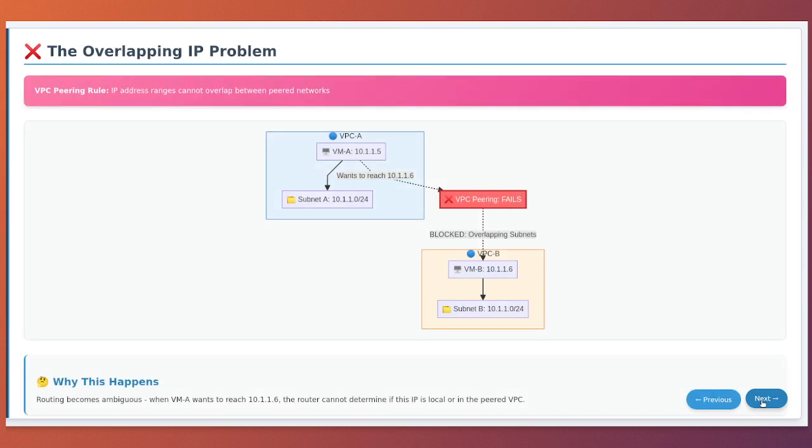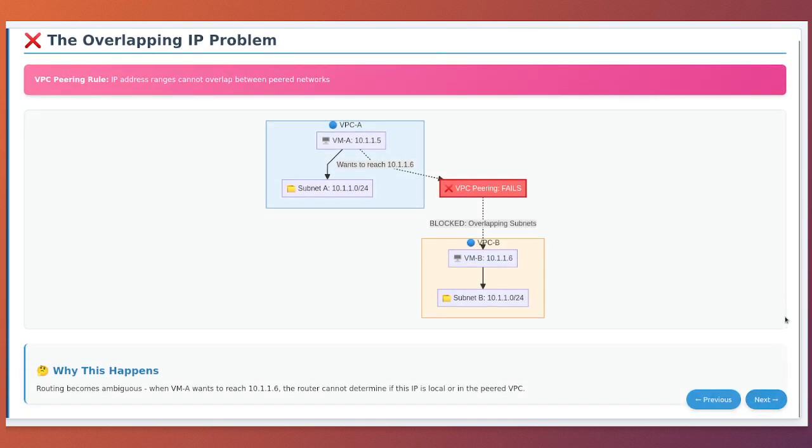The overlapping IP problem. Let me paint you a picture of why this problem exists. When you have two VPCs with the same subnet ranges, it creates what we call routing ambiguity. Picture a virtual machine in VPC A trying to send traffic to IP address 10.1.1.6. The router looks at its routing table and thinks, wait, 10.1.1.6 could be in my local subnet, or it could be in the peered VPC B. This confusion makes routing impossible.